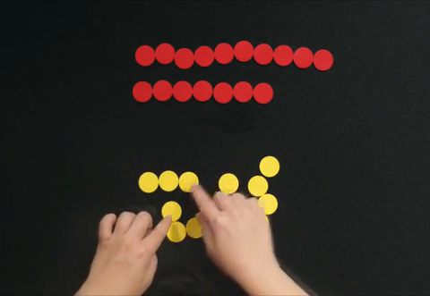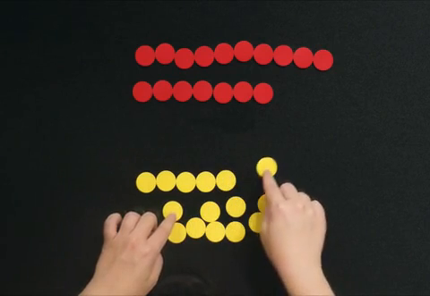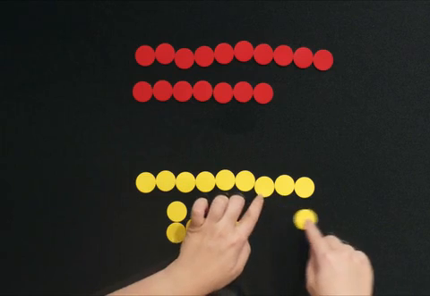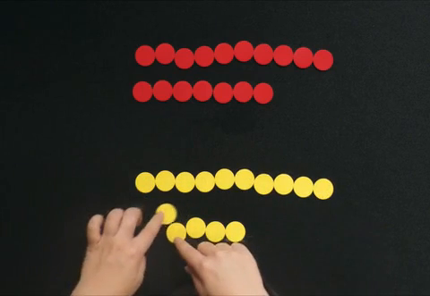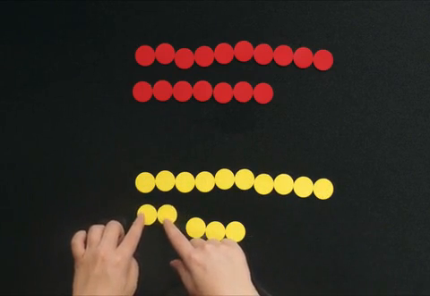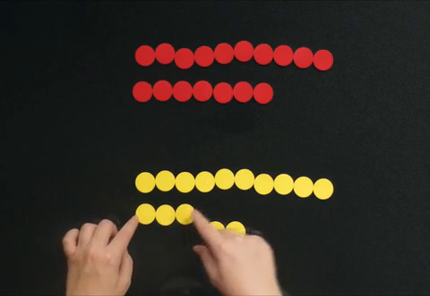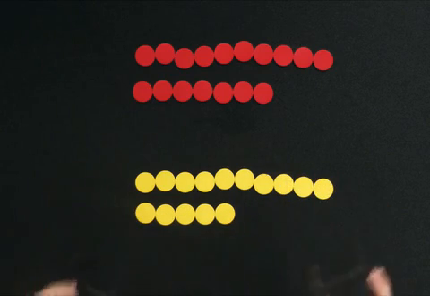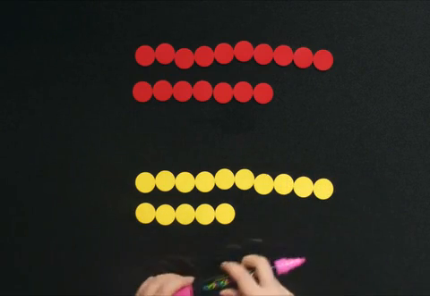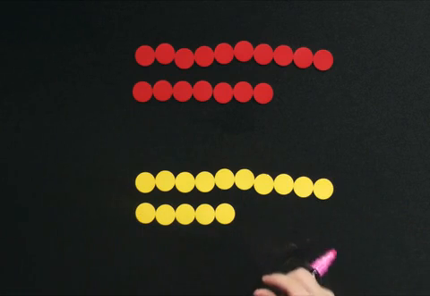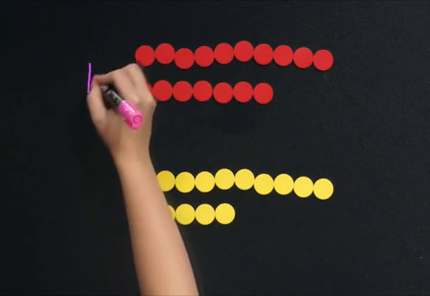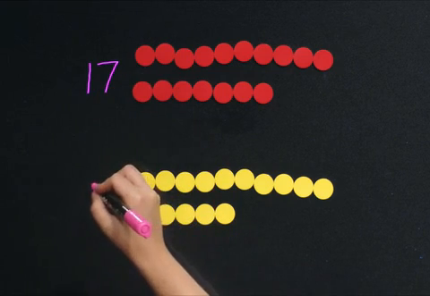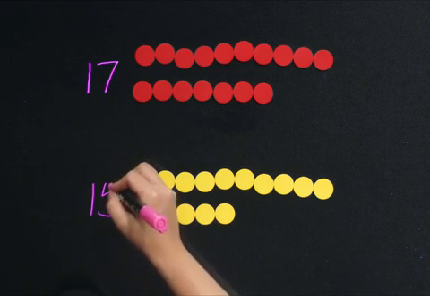1, 2, 3, 4, 5, 6, 7, 8, 9, and 10. And then down here in my second row, I have 11, 12, 13, 14, 15. Okay, so in the top group, I have 17. I might even write that off to the side just to make sure that I know. 17. Excellent. And then in my bottom group, I have 15.